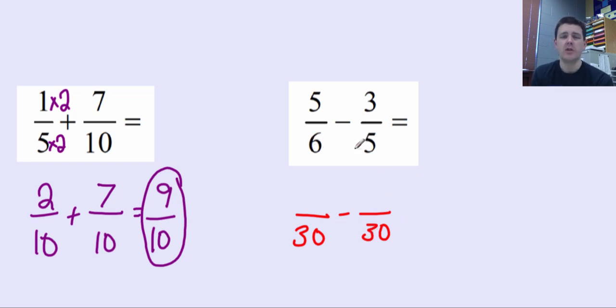So if you've got two numbers and you're having trouble finding something that works, consider just multiplying the two numbers together. 6 times 5 is 30. That'll always work for your common denominator.